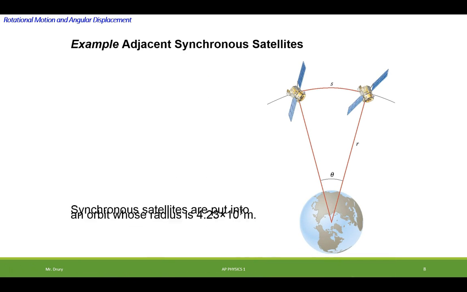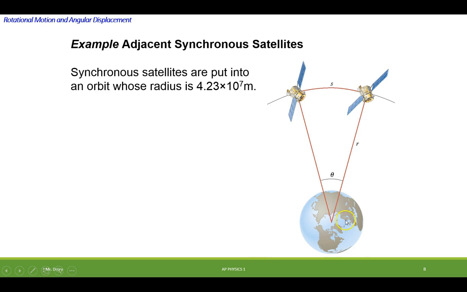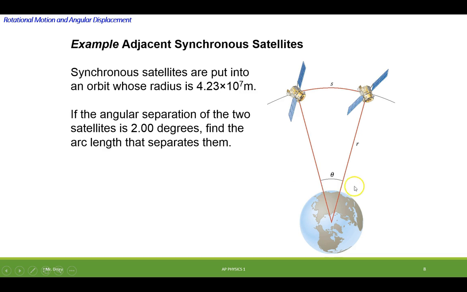Okay, we have 2 satellites, and the distance from the center of the Earth is 4.23 times 10 to the 7th meters. That would be r. The angle between the two is 2 degrees. And what we're looking for is what this arc length would be when the satellites are that far away from the center of the Earth.